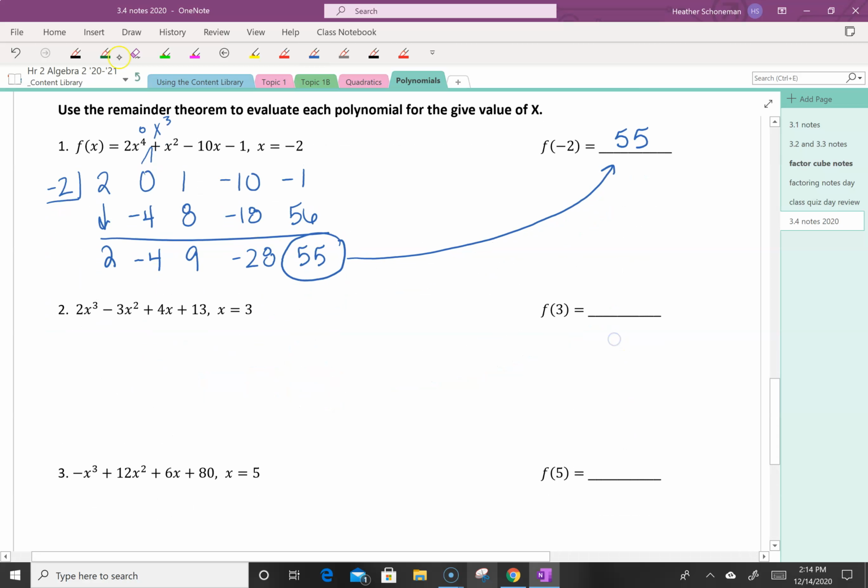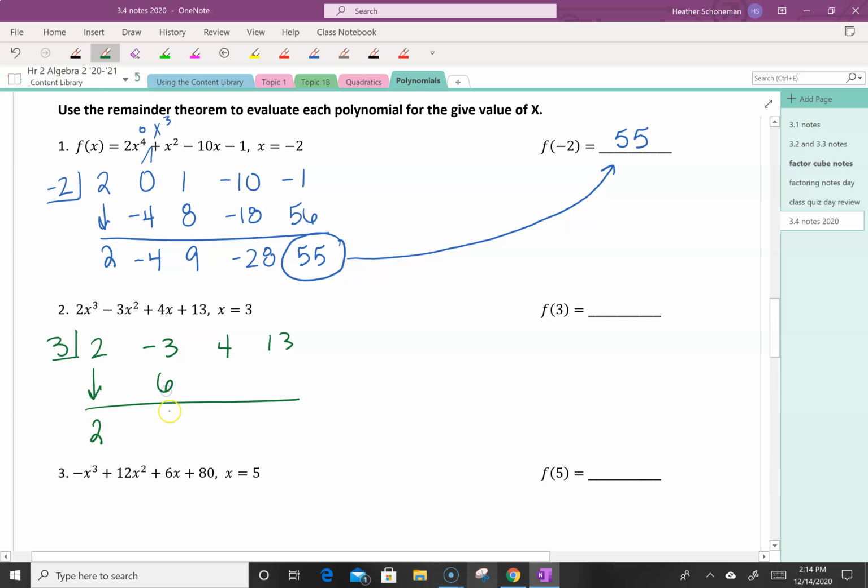That's our answer. Okay, let's try this again for 3. So I'm going to plug in 3, and I can do that using synthetic division. Now I've got cubed, squared, x, number, so I don't have to put in any zeros for placeholders. So I'm just going to have 2, -3, 4, and 13. The 2 comes straight down.